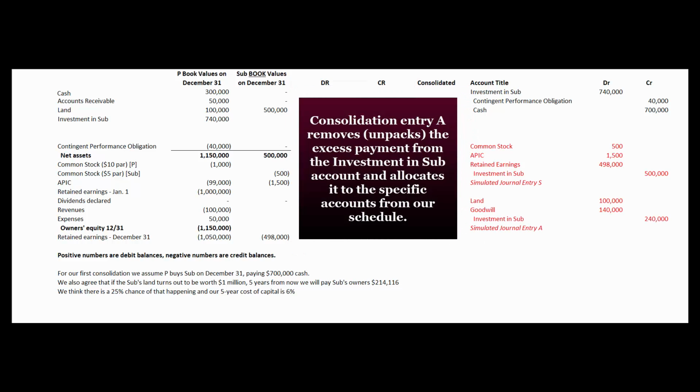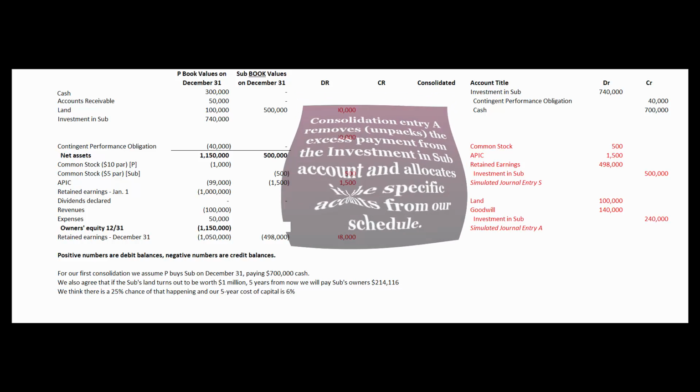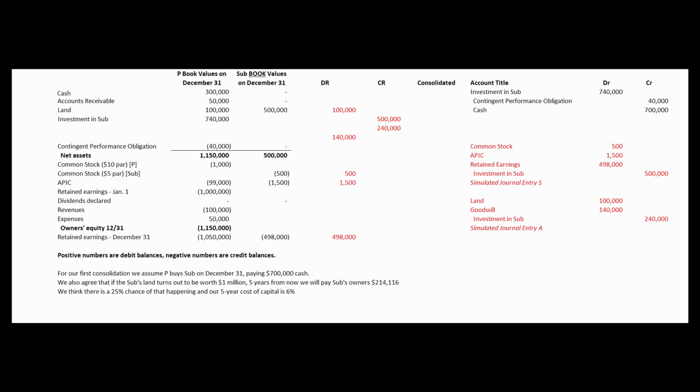Consolidation journal entry A is going to remove the excess payment from the investment in sub account and allocate it where it belongs. There's an extra $100,000 for land to get it to fair value, and there's $140,000 of goodwill. So again, this journal entry doesn't appear on anybody's books. It just shows up in our handy dandy worksheet, and we can call it whatever we want, but for learning purposes, let's call it A because it allocates the excess. Okay, we're almost there. Let's post simulated journal entry S and simulated journal entry A to our two columns on our worksheet.